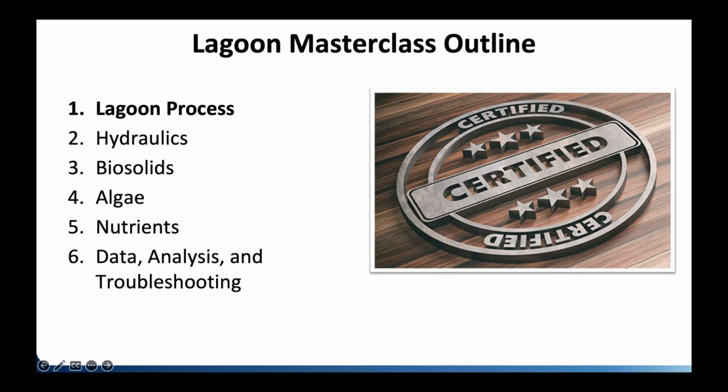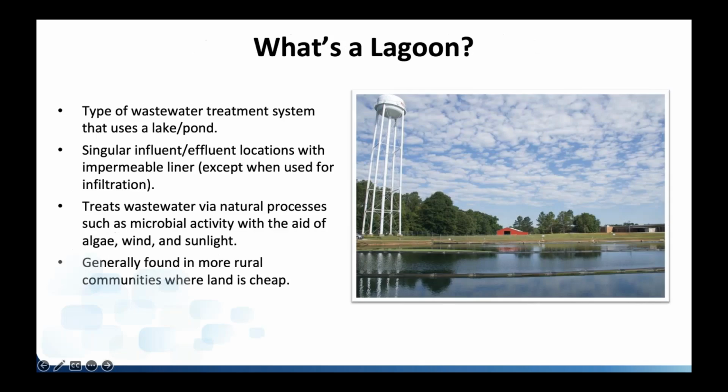Without further ado, I'm going to get started with this. So what is a lagoon system? A lagoon system is kind of like a lake or a pond, and people call them ponds quite frequently. Really, it's a lake or a pond where you have a defined influent point and a defined effluent point. We're putting wastewater in, allowing it to sit for a period of time, and then allowing it to flow out. On a very basic level, that's what a lagoon is.